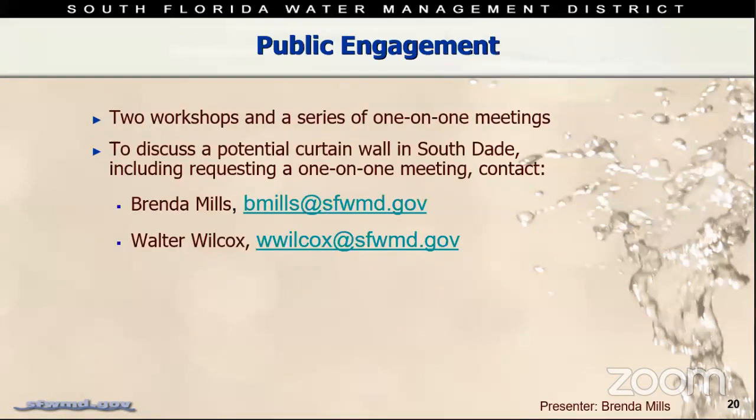Next slide. So the public engagement process will include 2 workshops, as I mentioned, today's workshop, and then a summary workshop where we bring back everything we've heard and learned at the end of the process. And in the middle, we will have a series of one-on-one meetings. So this is where we want to reach out to you and get more information on how we would like to do that.